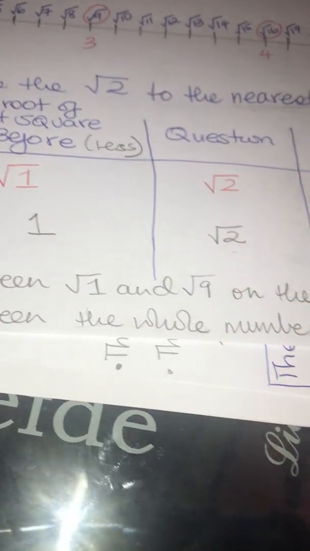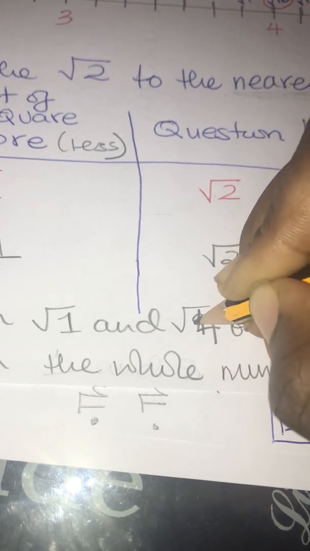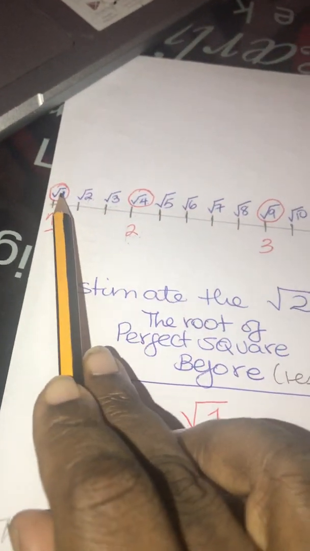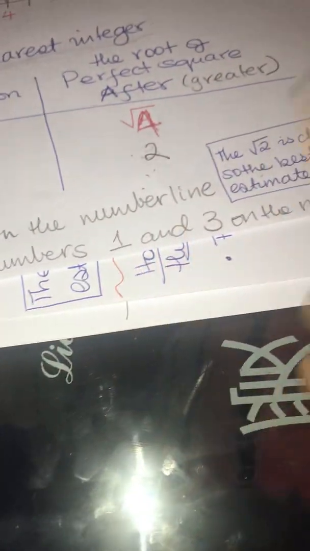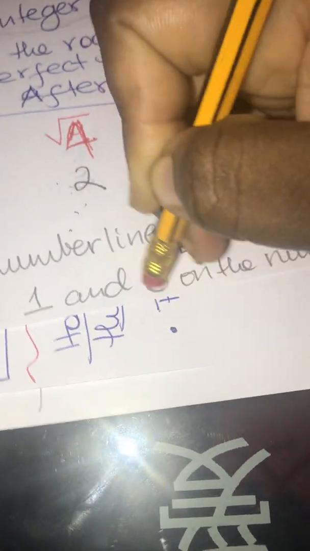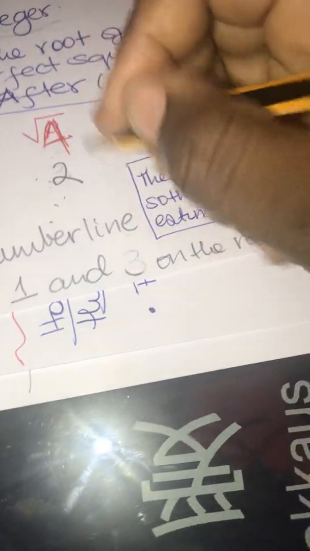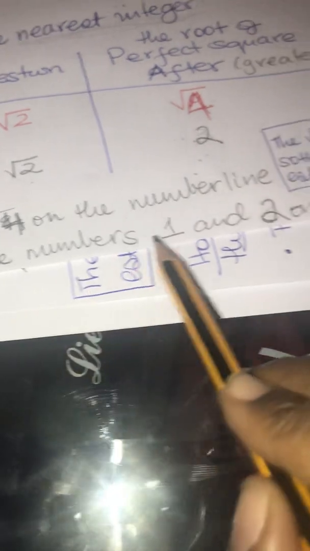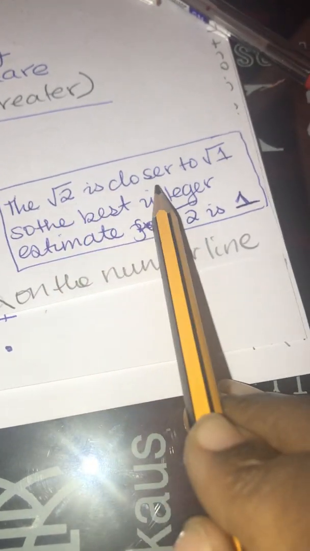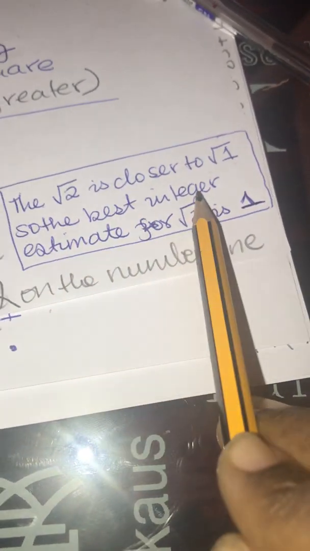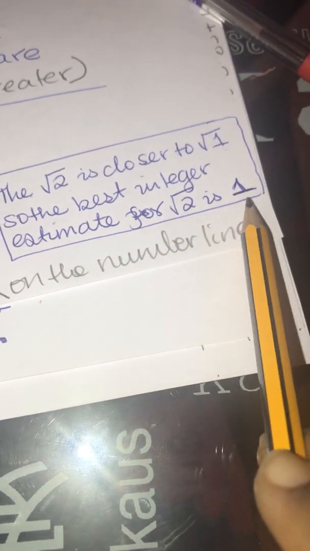Okay, so what am I going to write here? The square root of 2 is between the square root of 1 and the square root of 4 on the number line. That's where I found the square root of 2. The square root of 2 is between the whole numbers 1 and 2. Okay? So, the square root of 2 is closer to the square root of 1. So, the best integer estimate for the square root of 2 is 1.